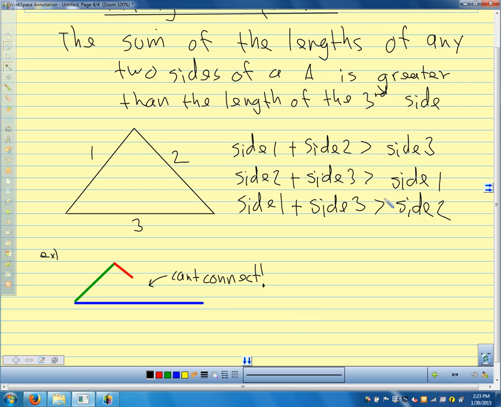And notice we said greater, not greater than or equal. If they're equal, there's the blue side. There's the green side. And there's the red side. If they're exactly the same length, I can't make an angle. They have to stay flat on top of each other. So I can't make an angle. I just get a straight line, or a straight segment right on top of each other.